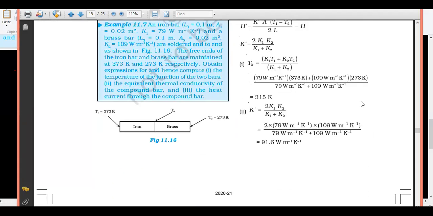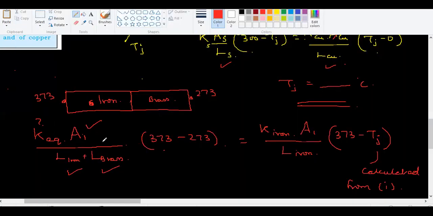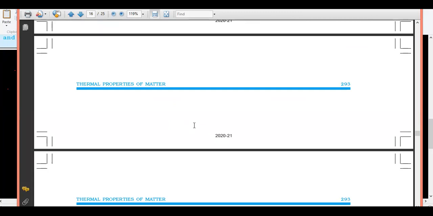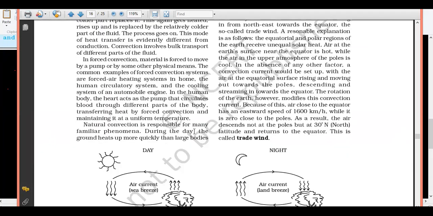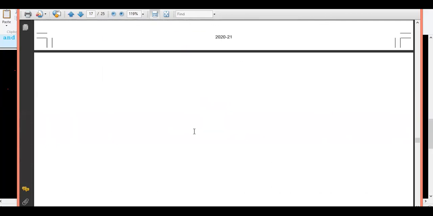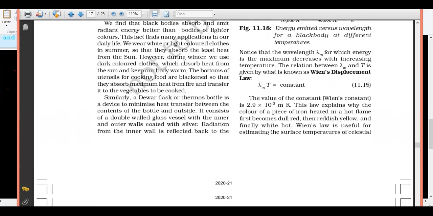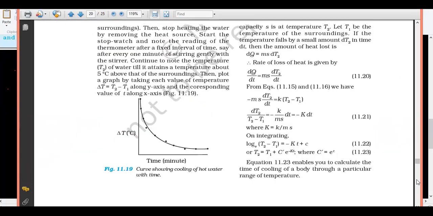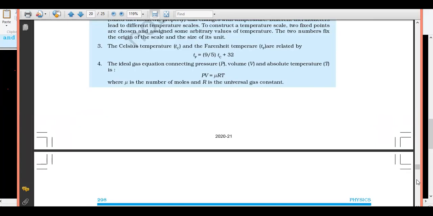Okay, try this. If you are not able to get the answer, maybe I can help you. Okay, let's see. So I think we'll go to the exercise problems.